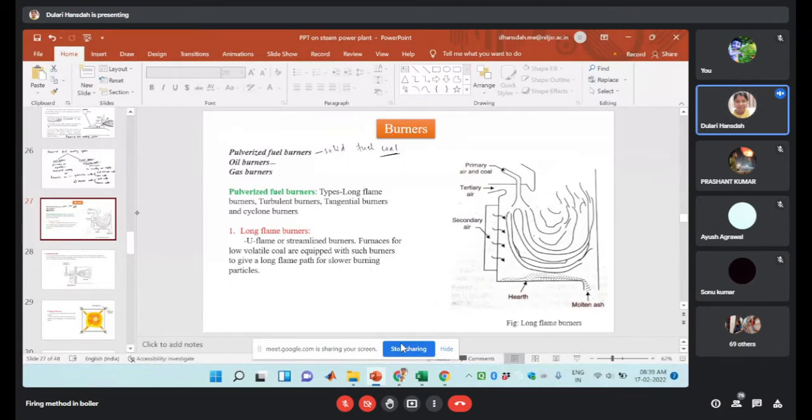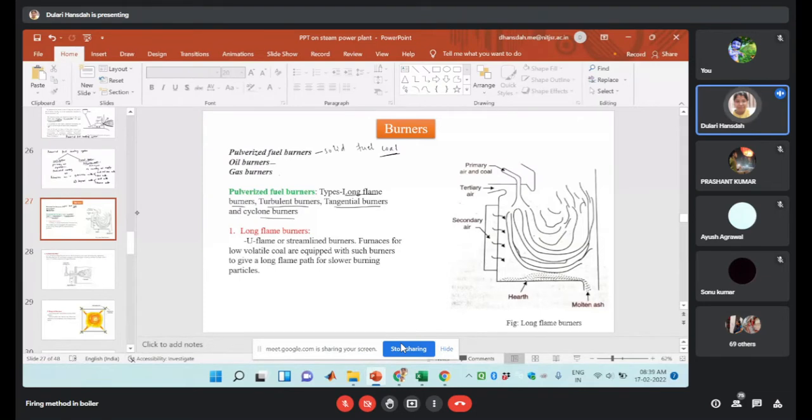Okay. So now I'm going to discuss the pulverized fuel burners. In this case, pulverized fuel burners are of different types. One is the long flame burner. Another is the turbulent burner, the tangential burner, and the cyclone burner.